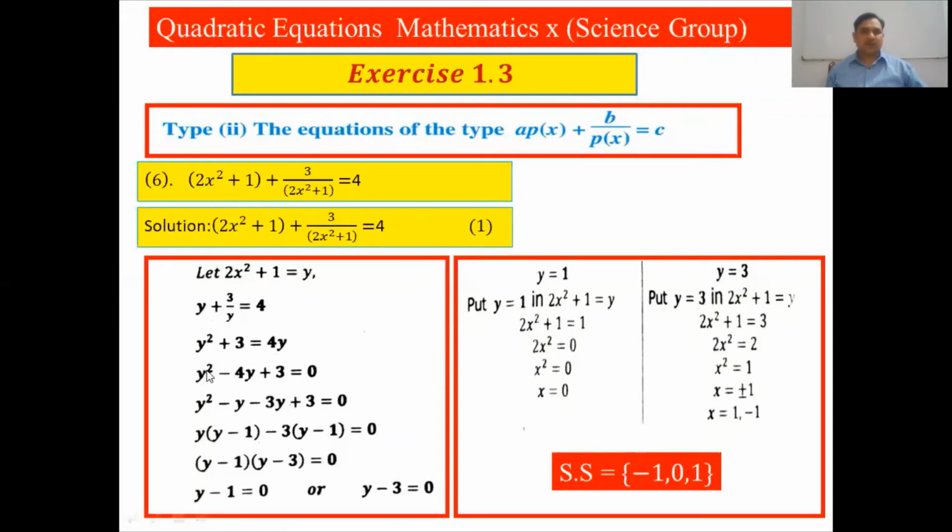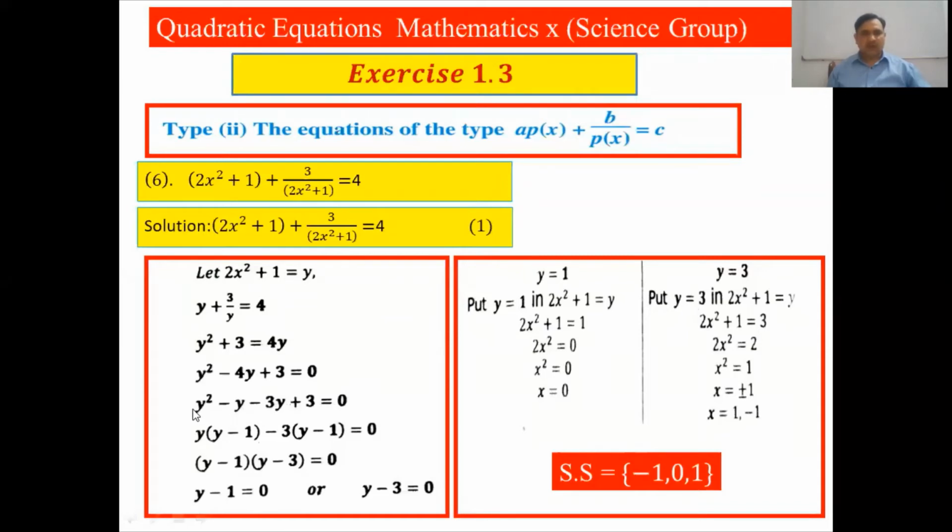Now we have to factorize this equation. The coefficient of y² is 1 and the constant term is 3. We have to find two factors such that when we multiply them we get 3, and when we add them we get minus 4. Minus 1 and minus 3 are the two factors. So we can write minus 4y as minus y minus 3y, plus 3 is equal to 0.